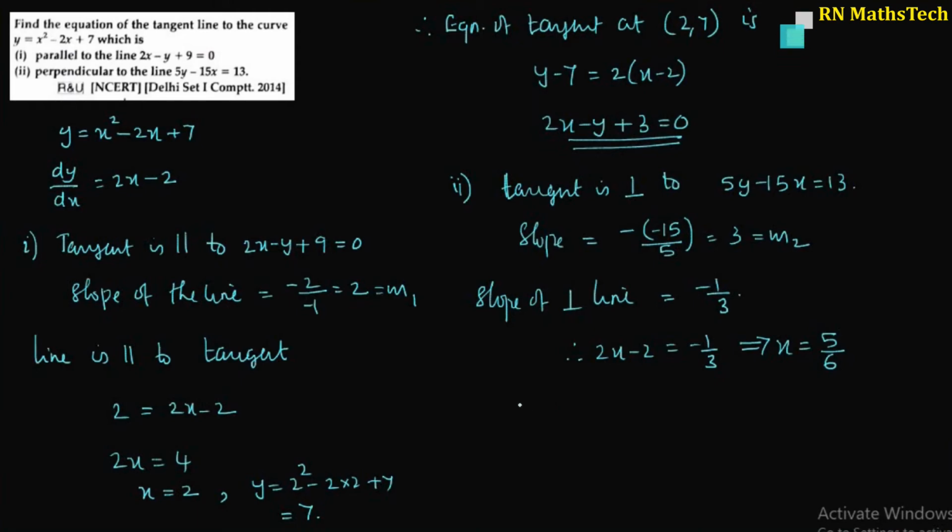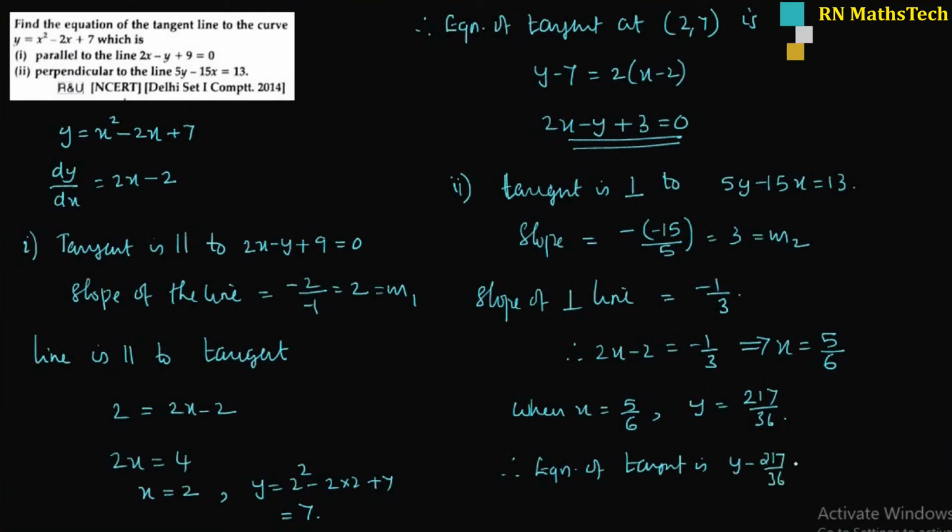Okay, now when x is equal to 5 by 6, y is equal to 217 by 36. Therefore equation of tangent is y minus 217 by 36 equal to slope into x minus 5 by 6, on simplify, which is 12x plus 36y is equal to 227. Okay. Next one.